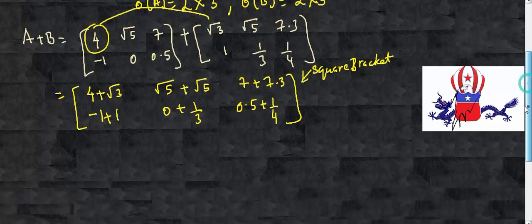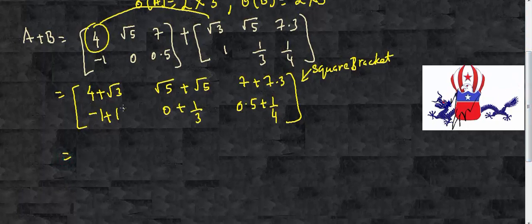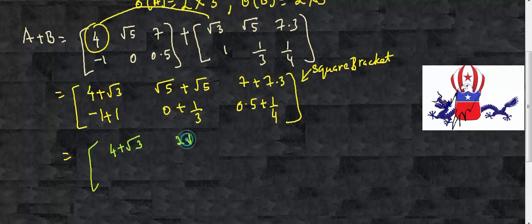Now this is going to give me 4 added with root 3. Unless or until they give you the value of root 3, you cannot do anything in this case. You just simply write it as 4 plus root 3. That's all. That's the element. Root 5 added with root 5 would give you 2 times root 5. Now 7 added with 7.3 would give you 14.3.